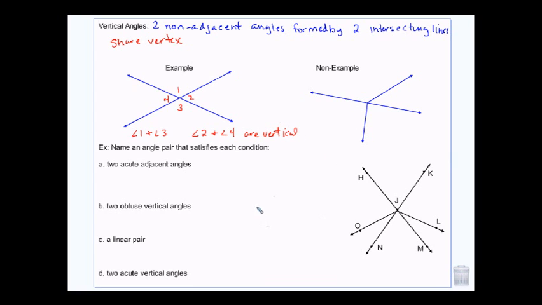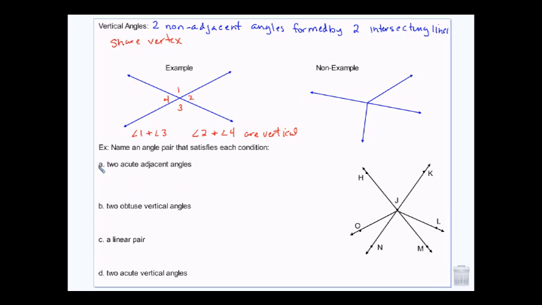Okay, so acute adjacent angles are two angles less than 90 degrees that are touching one another. So we have, this one is obviously less than 90. This one is obviously less than 90, but they're not touching one another. But which one do they touch that's less than 90? This one in the middle.